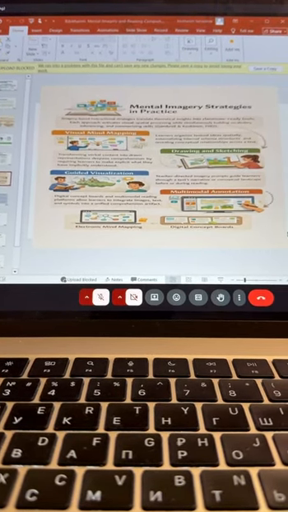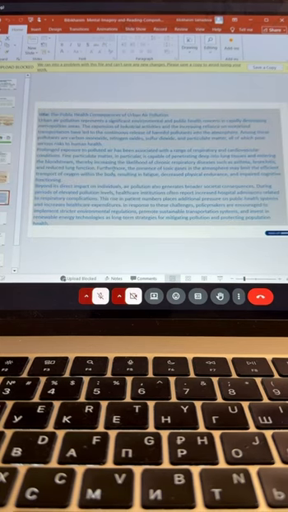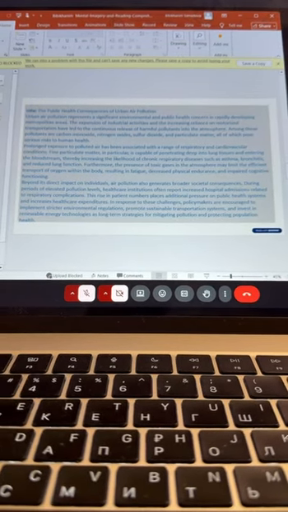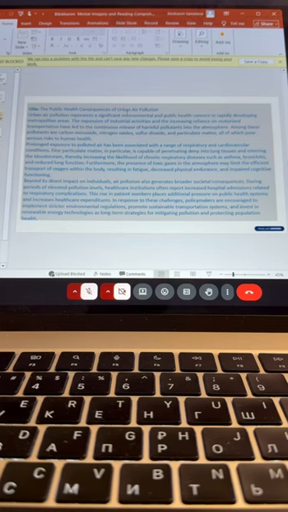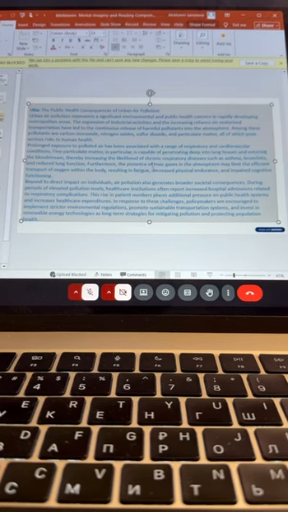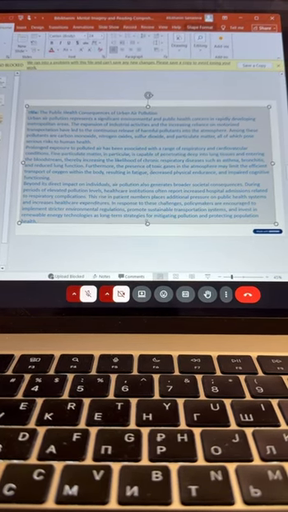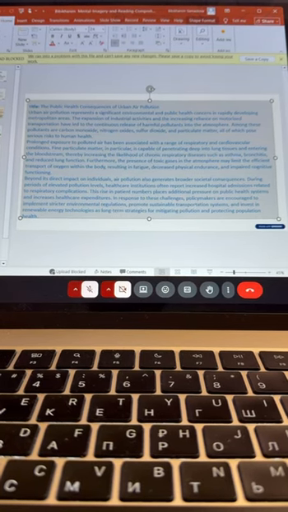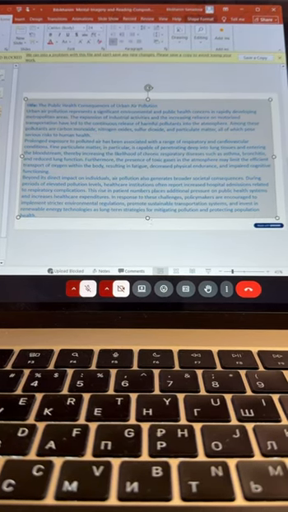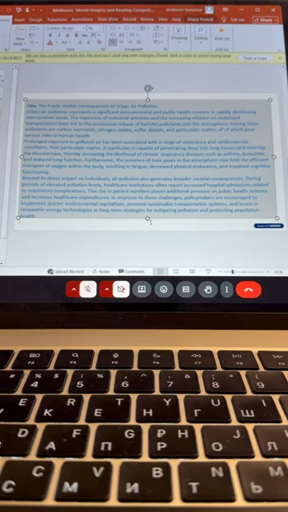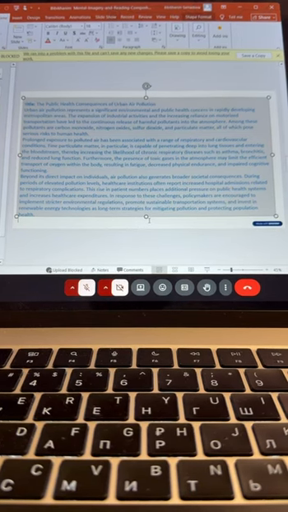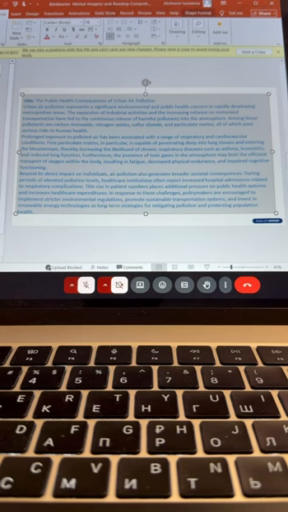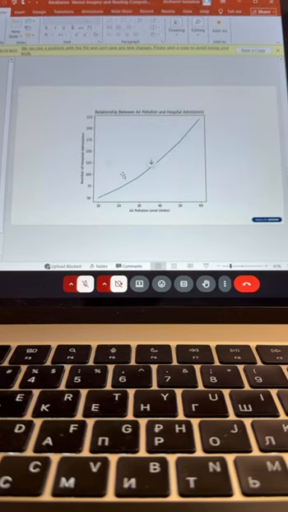And then I have provided here one example as well. The public health consequence of urban air pollution. If you can see it, I don't know how it seems from there. It seems pretty challenging, and also complicated grammar structure has been provided here. But I have also provided a visual aid here as well.